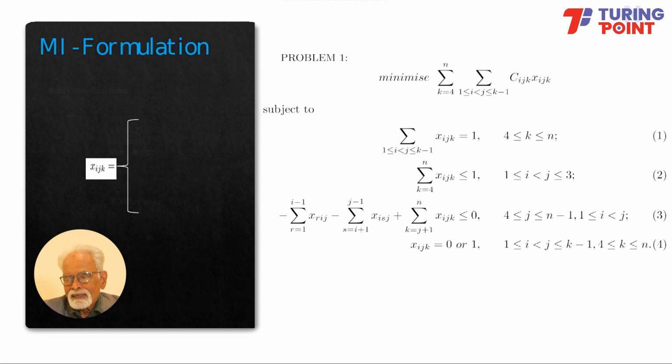Then, what are the restrictions on this? For each k, we have to select one ij because it has to be inserted in one of the edges. So, for each k, we have to select one ij. That means, for each k, the sum of all Xijk over all ij, which are feasible, should be equal to 1. And this should be true for k equal to 4 up to n. So these are equality restrictions.